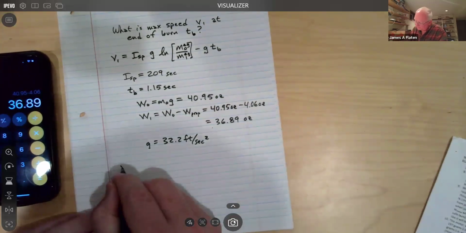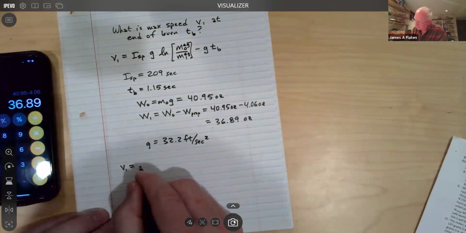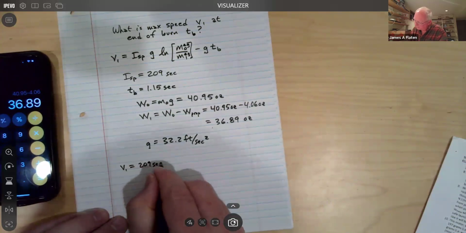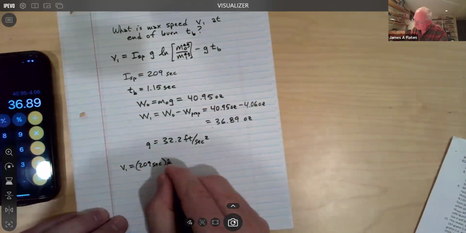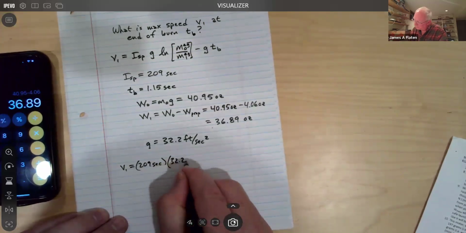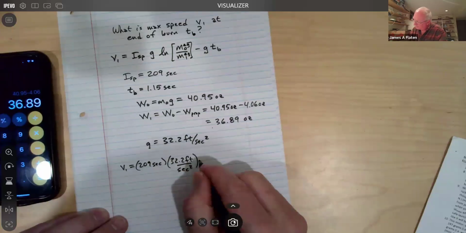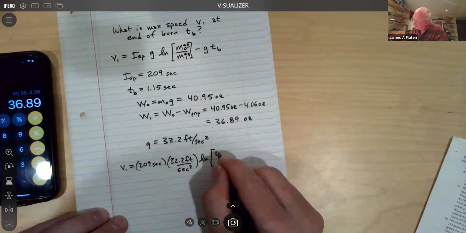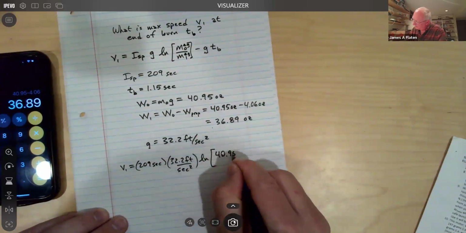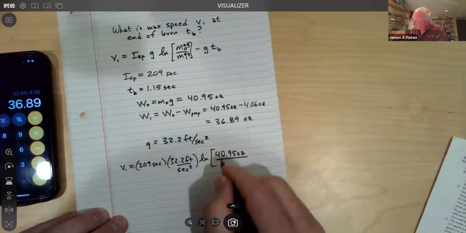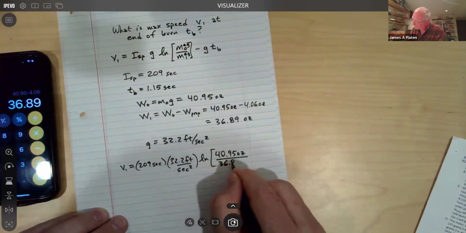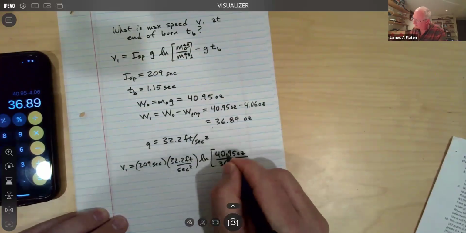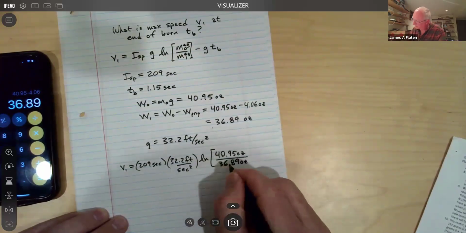Here we go. V1 is equal to 209 seconds times 32.2 feet per second squared times the natural log of 40.95 ounces over 36.89 ounces. That's the weight before I burn the motor, and that's the weight after I burn the motor.